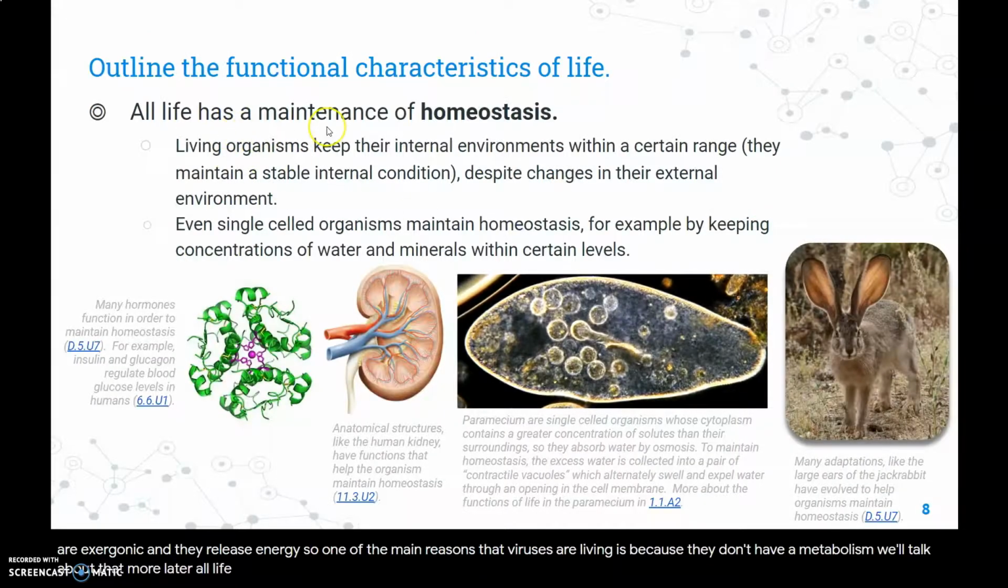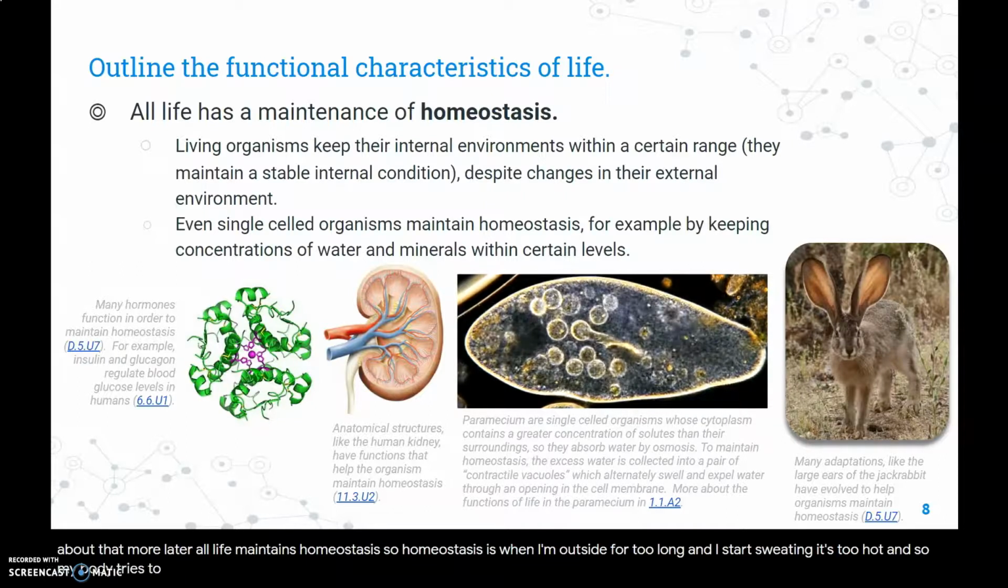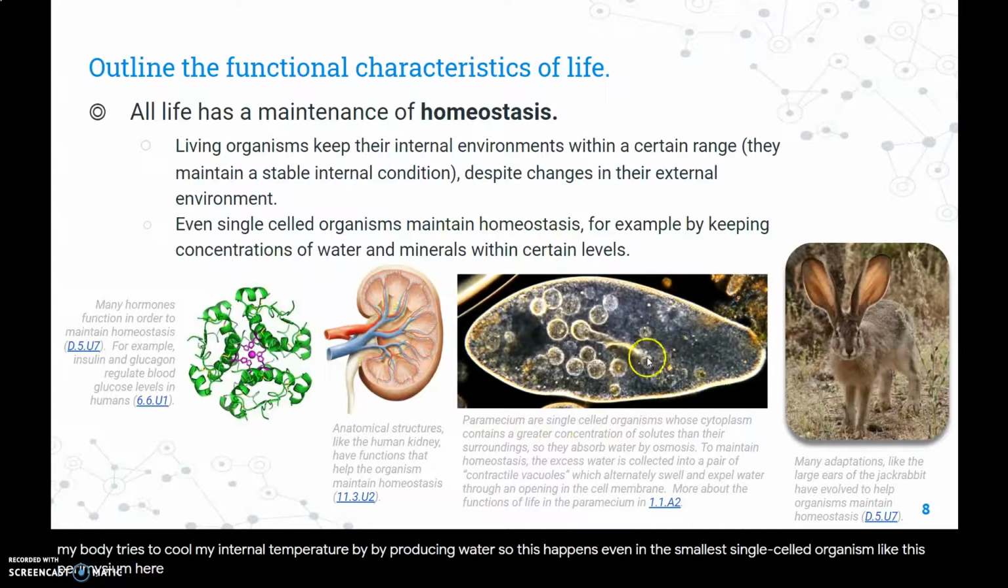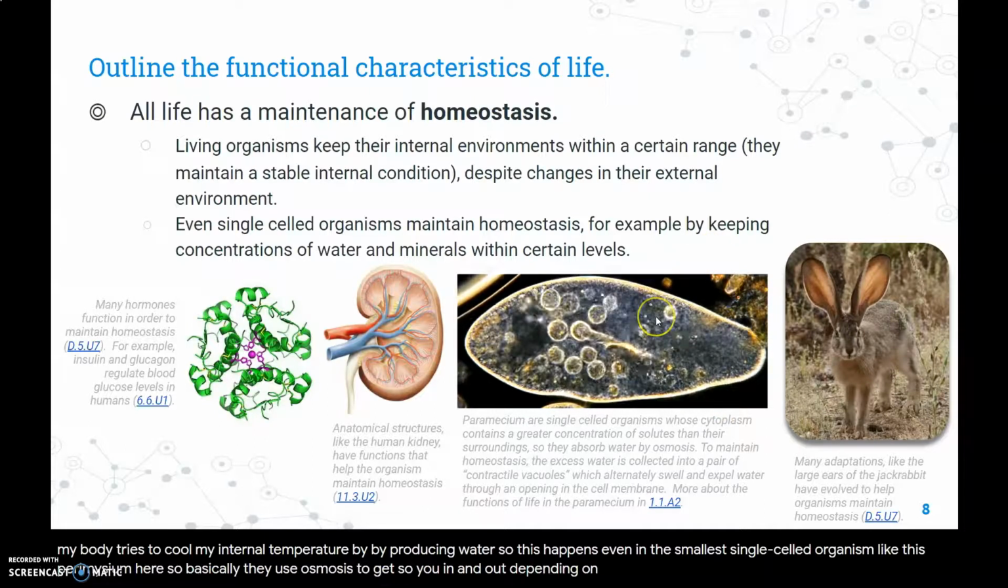All life maintains homeostasis. Homeostasis is when I'm outside for too long and I start sweating. It's too hot, and so my body tries to cool my internal temperature by producing water. This happens even in the smallest single-celled organism, like this paramecium here. Basically, they use osmosis to get solute in and out depending on what the concentrations are.